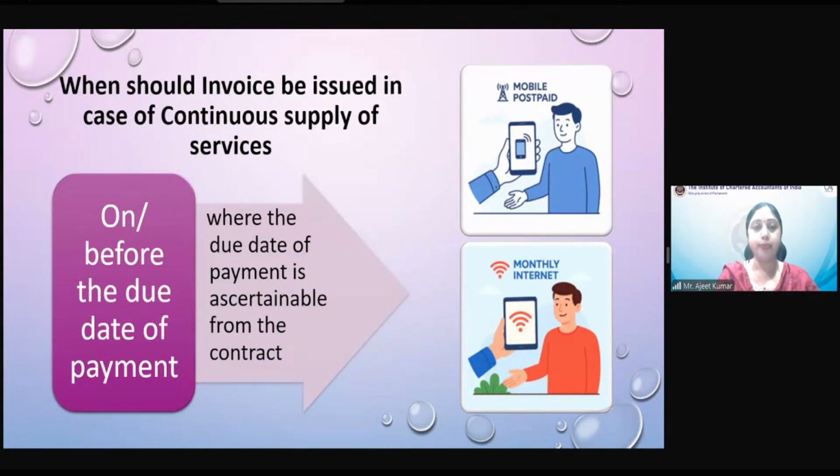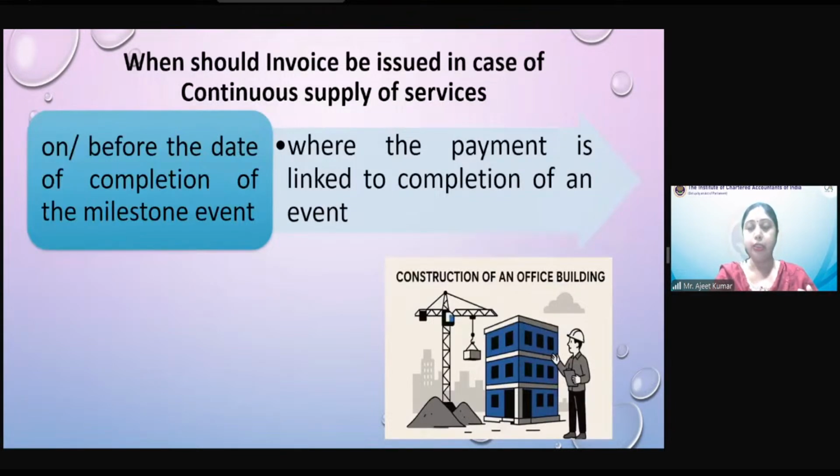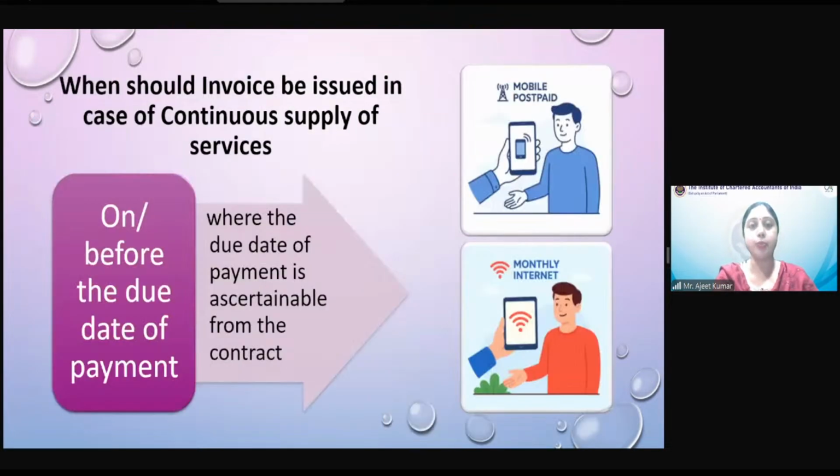Second point was where the due date of payment is not known, which is not in our case. In the HAM contract, you know the due date of payment, so that case is not there, so this will not apply. The third case which will apply is on or completion of the milestone. If your payment is linked to an event, then the invoice has to be issued after completion or before the completion of that event. So in case the payment is linked, the payment has a specified date.